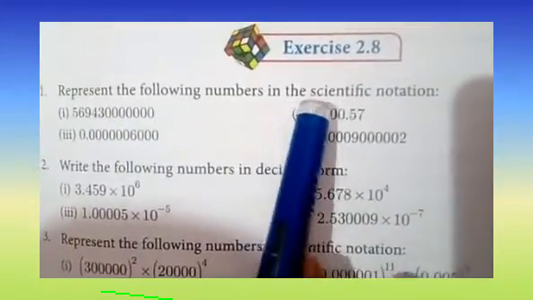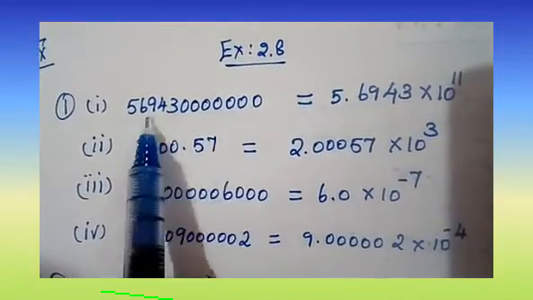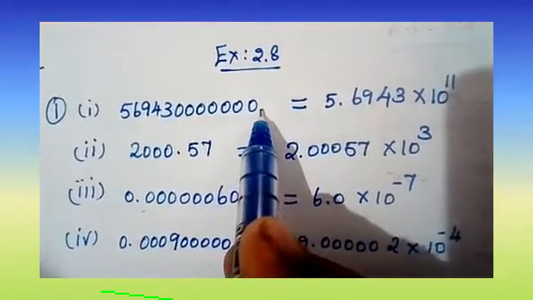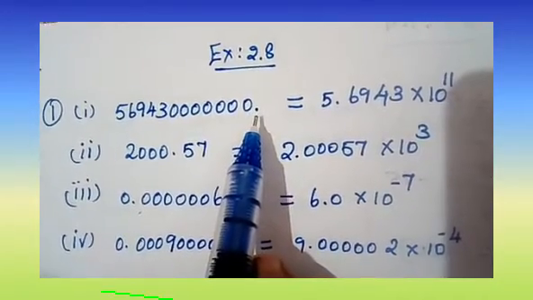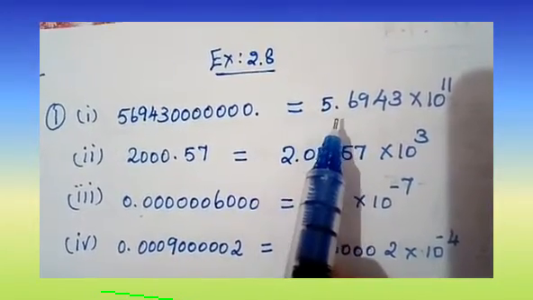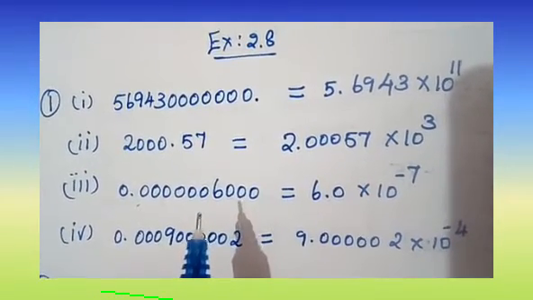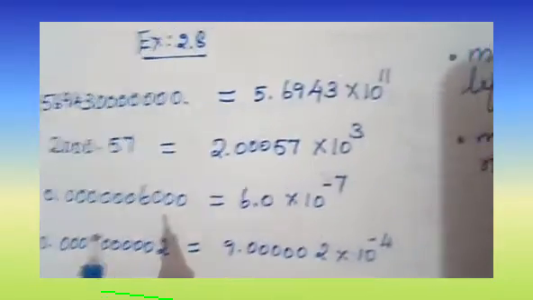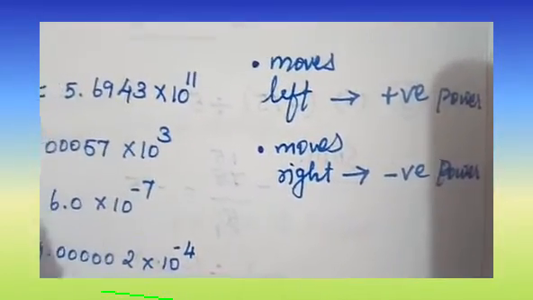Exercise 2.8, first problem: represent the following numbers in scientific notation. Now it is a decimal number. Here no decimal point is there, but we have to consider the decimal at the end of the number. We have the rules for conversion of decimal to scientific notation. If the decimal point moves left, we use the positive power. If the decimal point moves right, we use the negative power. Positive power or negative power means the power of 10.